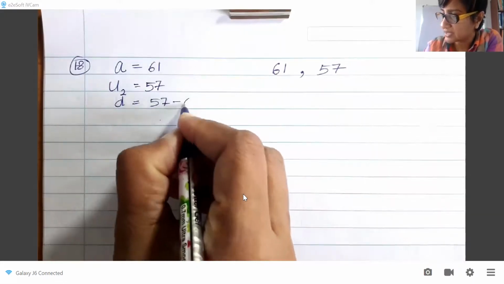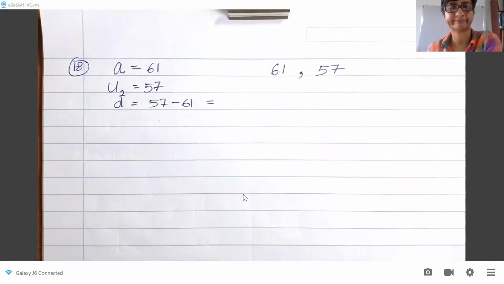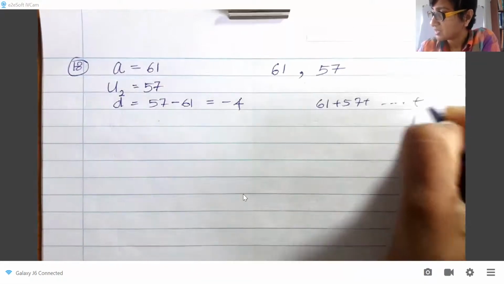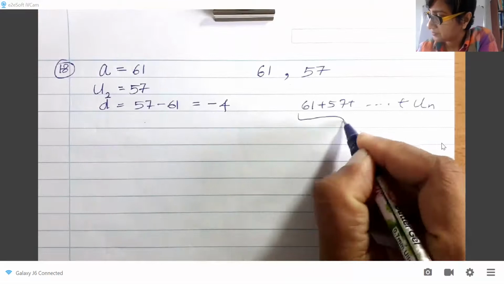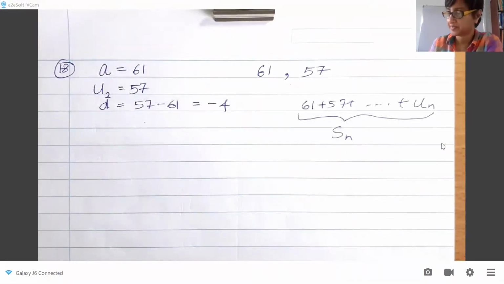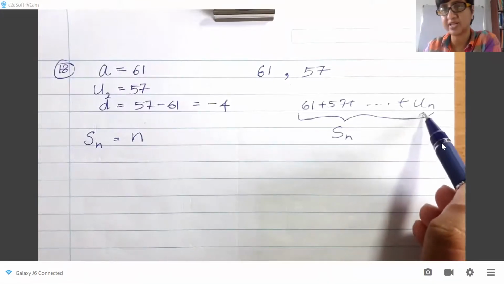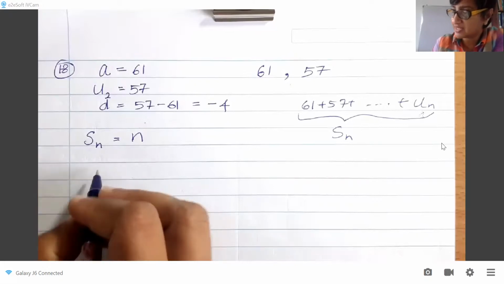I can immediately write what D is. D is 57 minus 61. That is minus 4, right? Then the sum of the first n terms. So they're talking about the sum of n terms, up to un. Sn is equal to n, they say. The term position, say this is the 15th term, then S15 is 15. That's what they're saying, right? Find the value of the positive integer n.